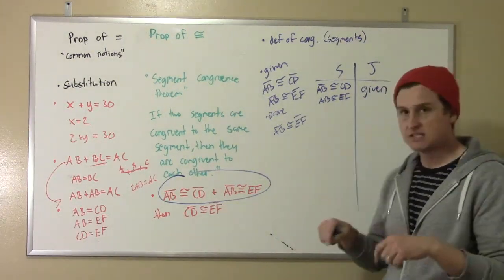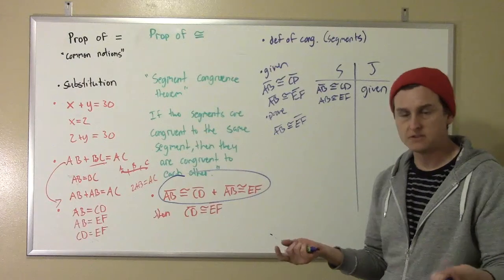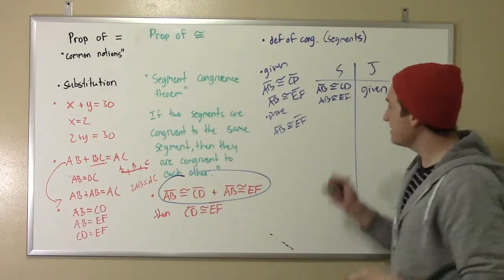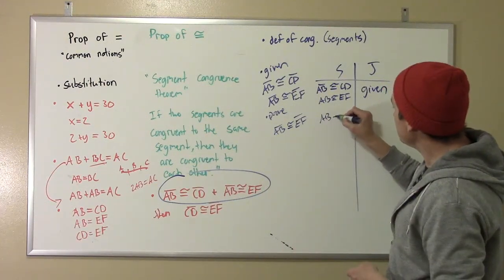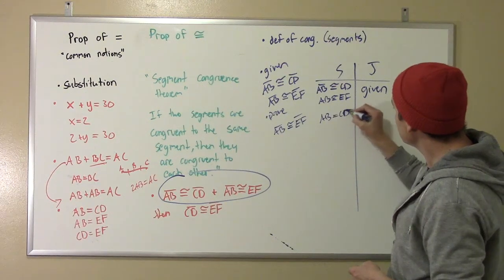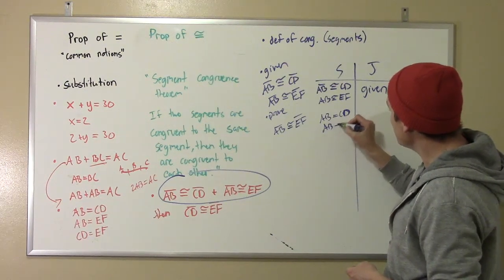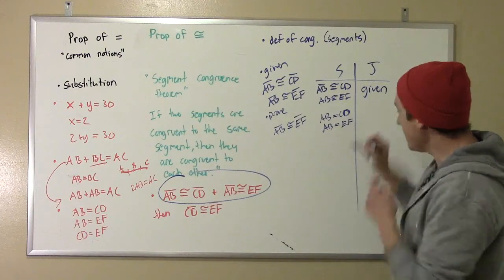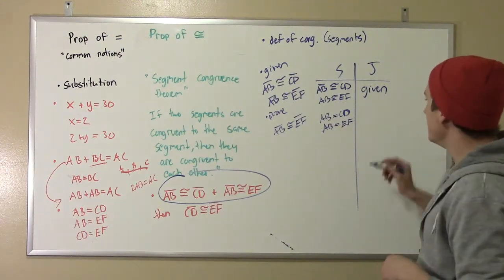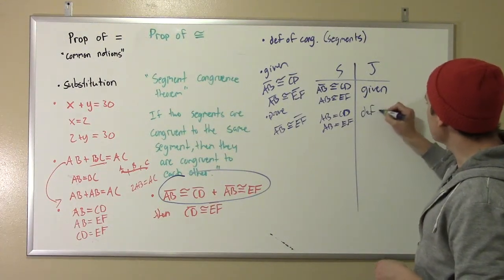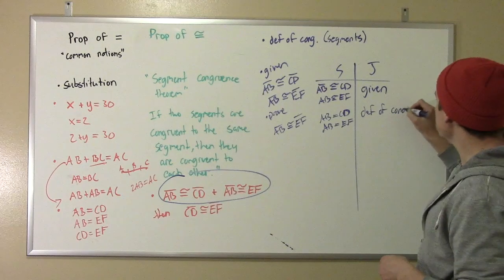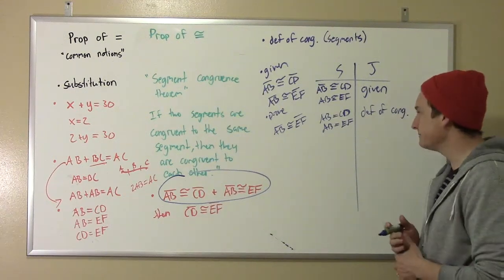The next thing we're going to do, and this is pretty common in a proof if you have a congruent statement, is to switch it to an equality statement using the definition of congruence. So the very next statement would be AB equals CD, and AB is also equal to EF, right? And that's the definition of congruent segments. That's what we get there.